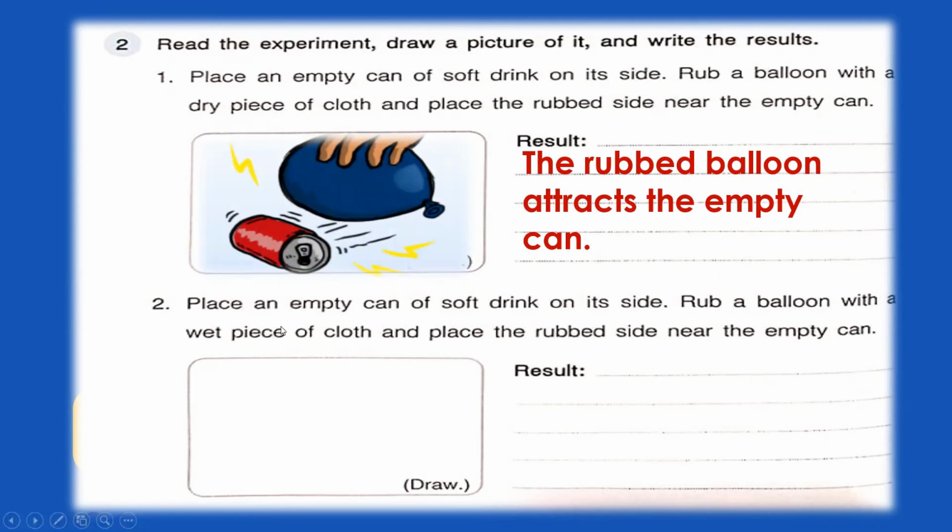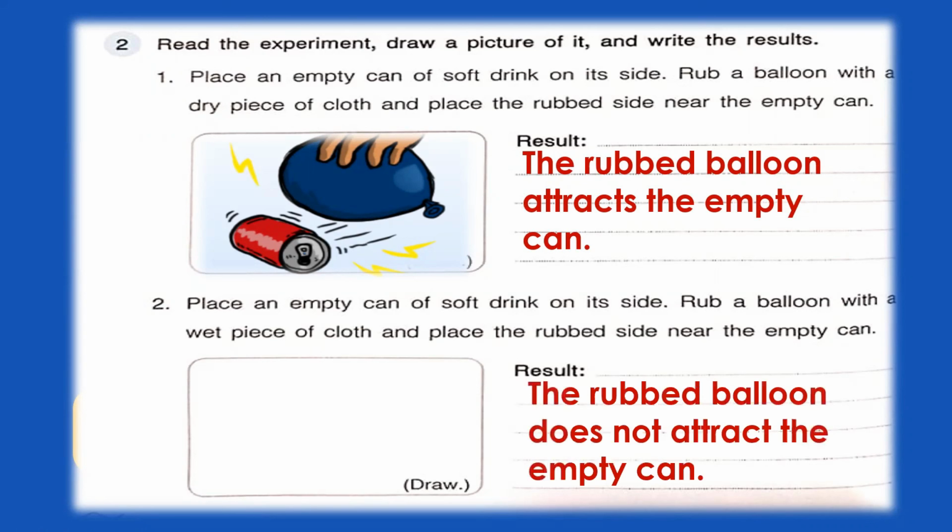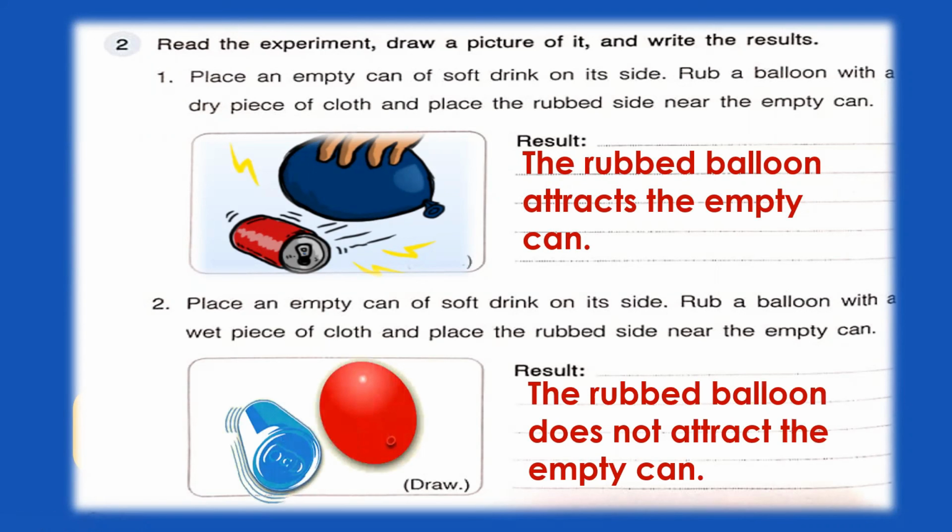For number 2, place an empty can of soft drink on its side. Rub a balloon with a wet piece of cloth and place the rub side near the empty can. It says here wet piece of cloth. So we said a while ago that it is harder for electric force to form on wet objects. So basically nothing will happen. So the rub balloon does not attract the empty can. You have to draw it right here also. You can pause this one to finish your drawing.